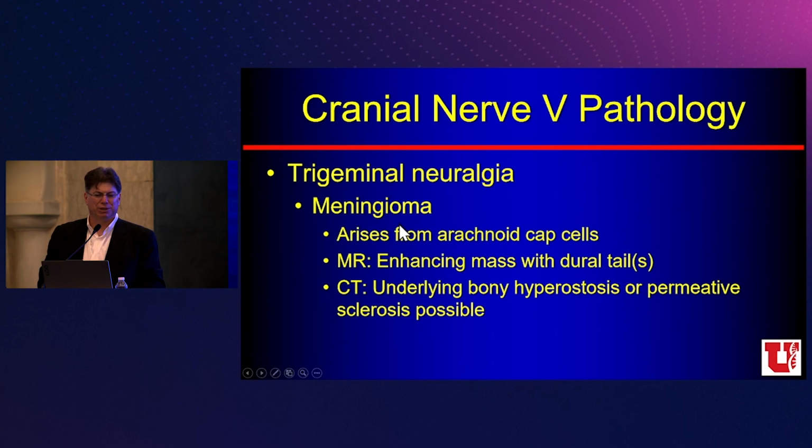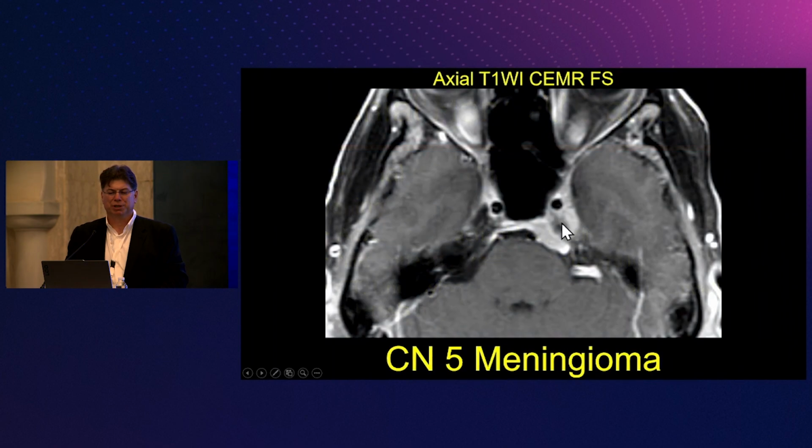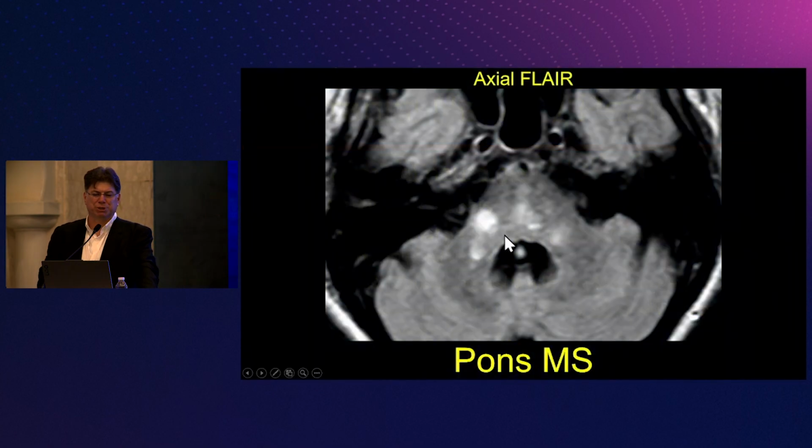We can more rarely get meningioma and other pathology that may happen along its course. Here's another case of a meningioma that's right there at the cisternal segment and the prepontine cistern, and we see the trigeminal nerve going right through that. So the meningiomas in the prepontine cistern and the meningiomas in the trigeminal cistern or Meckel's cave at that level. Again, we can have multiple sclerosis present with trigeminal neuralgia.